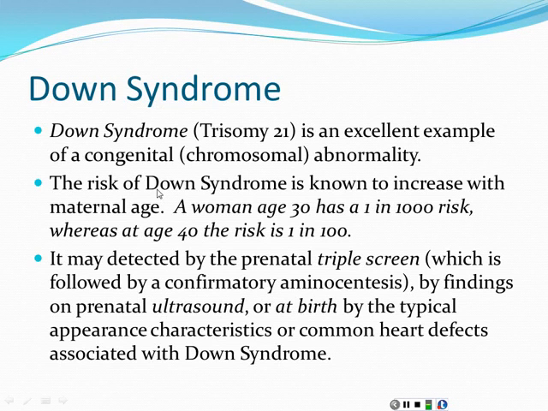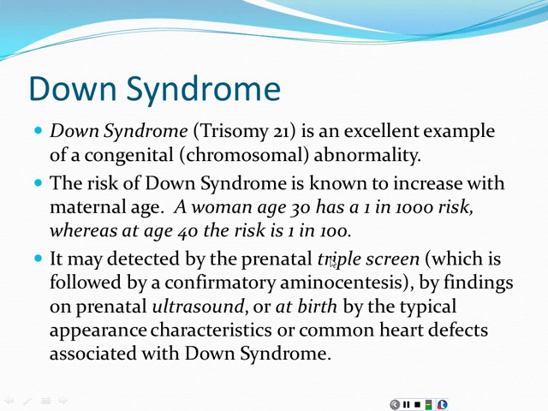The risk to have a baby with Down syndrome is known to increase with maternal age. So the numbers your book gives, at age 30 it's a 1 in 1,000 risk, but at age 40, only 10 years later, it's 10 times the risk, 1 in 100. So typically, anytime there's a pregnancy in a woman over 40, that's considered a high-risk pregnancy, and one of the reasons for that is the increasing incidence of Down syndrome as mom gets older.